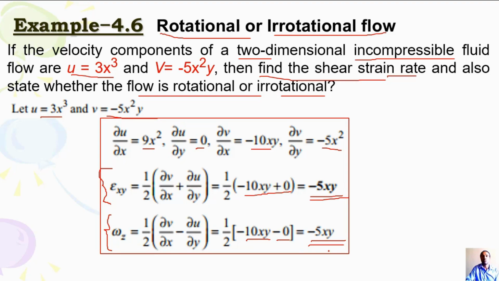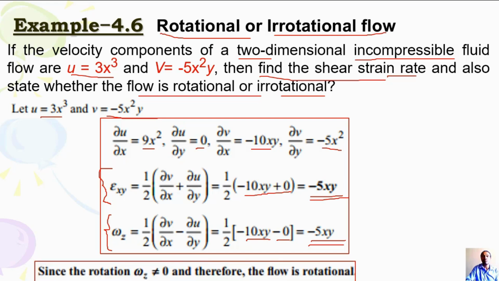So from this result, we can conclude that since the rotation omega z is different from 0, the flow is rotational. The flow is rotational since omega z is different from 0.